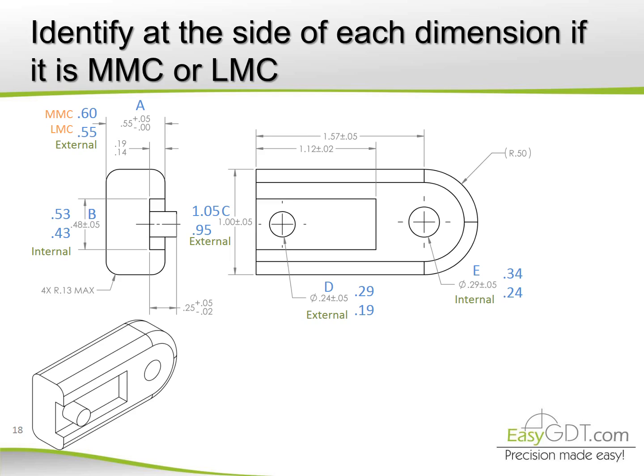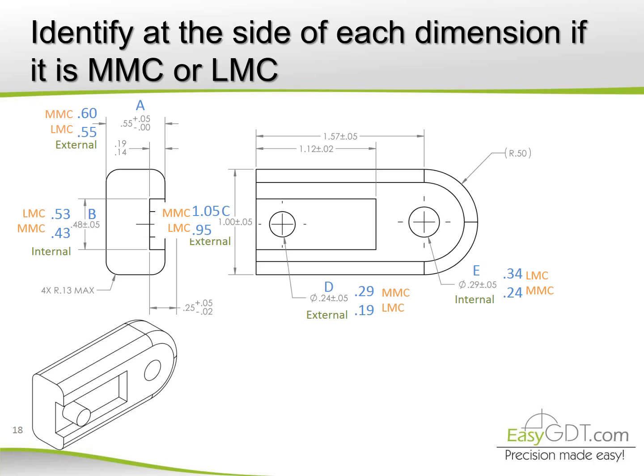Check out your results. Feature B is internal, so as it gets smaller, more material exists in the part. That's why the MMC is 0.43 and the LMC is 0.53. Feature C is external. As it gets larger, more material it has. Therefore, its MMC is 1.05. D is an external feature, so LMC is 0.19. And finally, feature E is internal. Its MMC is 0.24 and LMC is 0.34.